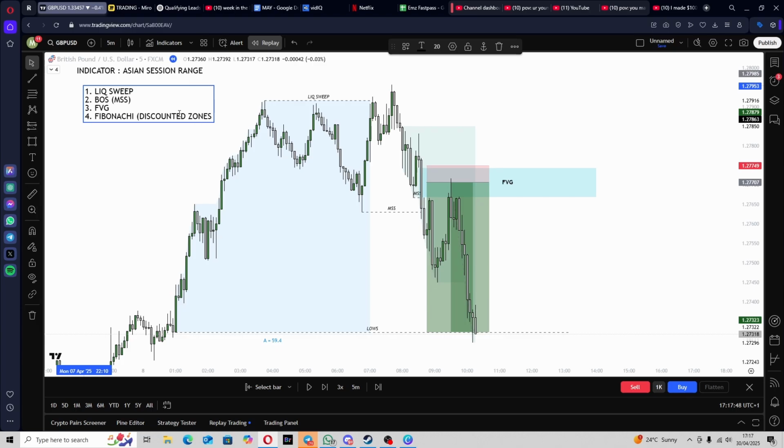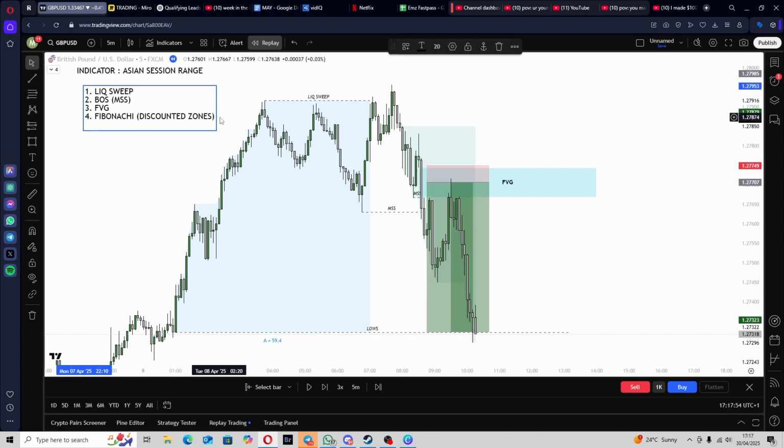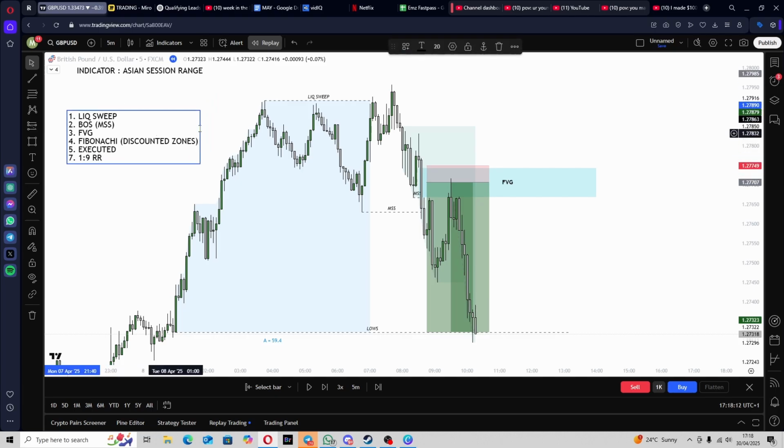Discount zones right there. That's all that we did, and then the strategy went all the way down and completely smashed our take profit because it worked so well. At number 5, we just executed the trade, and exactly what we predicted happened. We got a 1-to-9 risk to reward ratio. You can see right here, let me put that at 7. We got a very good 1-to-9 RR trade which completely smashed take profit.